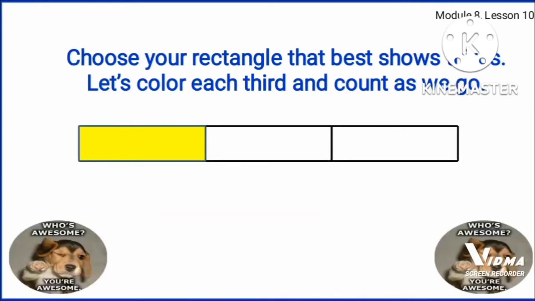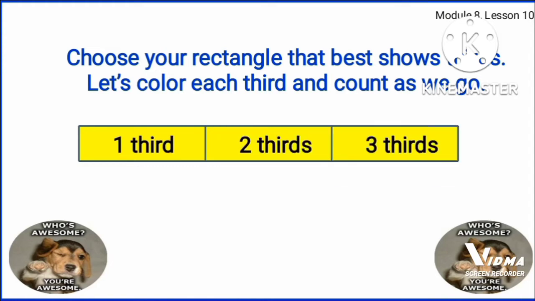This is what you have. This is 1/3. The parts are colored yellow. Now, let's color each third and count as we go. 1/3, 2/3, 3/3. 1/3 is 1/3. 2/3 is 2/3. And 3/3 is 3/3, which is a whole. You see now the whole rectangle is covered when we got 3/3.